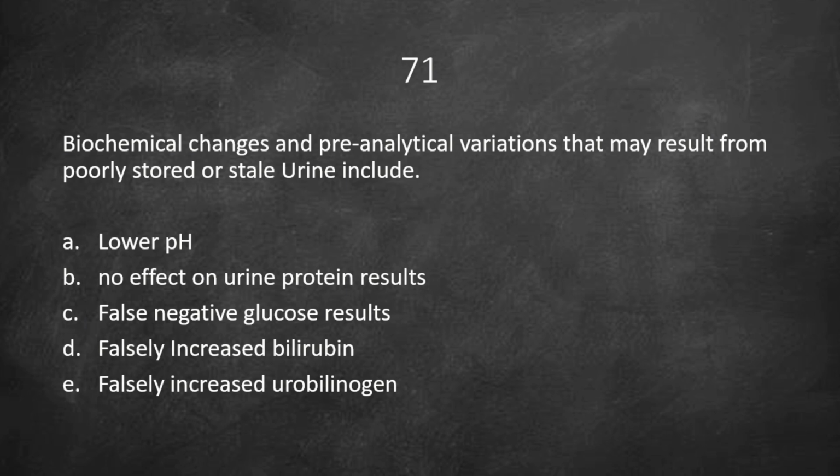Okay, so question 71. Question 71. It says that biochemical changes and pre-analytical variations that may result from poorly stored or stale urine include A. Low pH, then B. No effect on urine protein results, C. False negative glucose results, D. Falsely increased bilirubin, and then E. Falsely increased urobilinogen. Okay, so the correct answer here is lower pH.